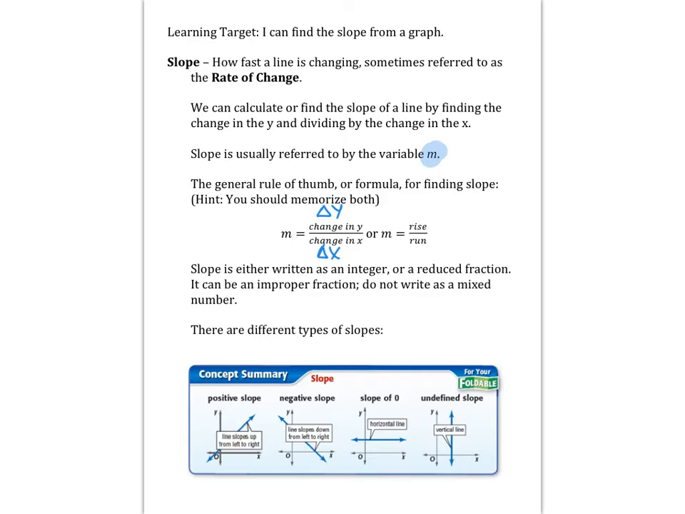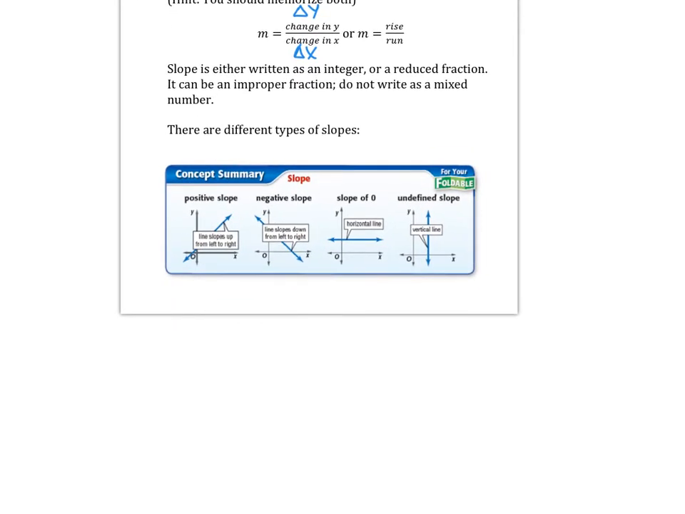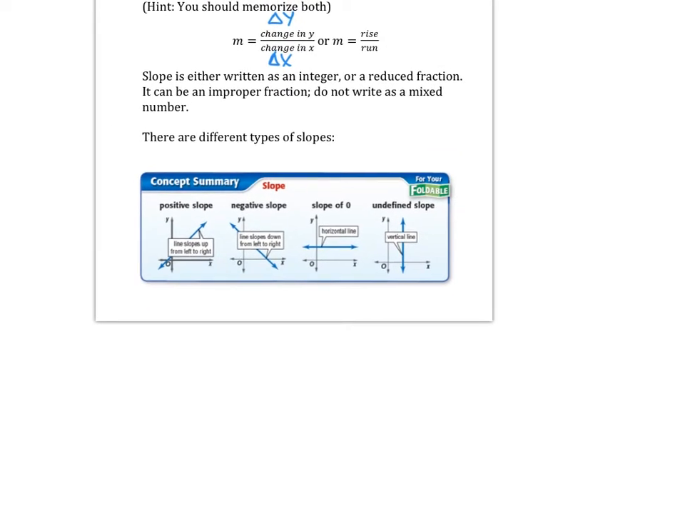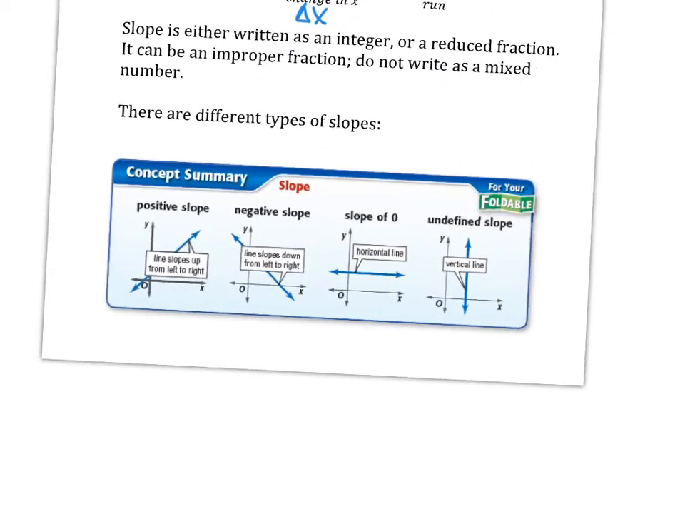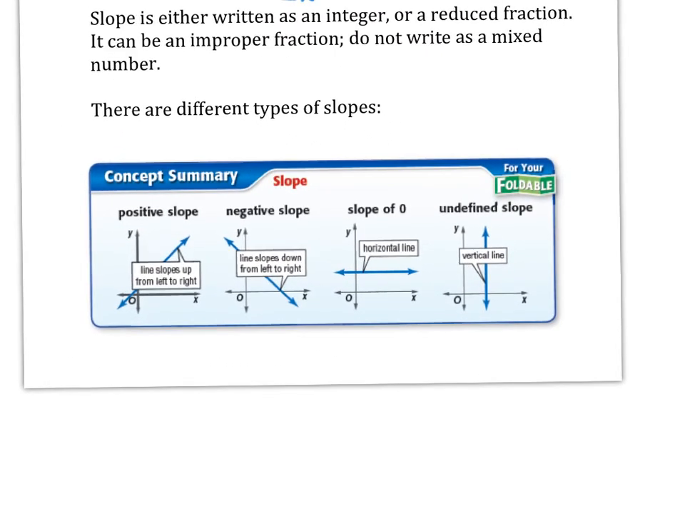There are different types of slopes. Let's take a look at the following. So there's 4 types of slopes. I'm trying to zoom in. There we go. The first is a positive slope. And so this here means that you have a line that goes upward, an upward trend from left to right. So just like that. Line slopes up from left to right. For a negative slope, line slopes down from left to right. So you can see it's going downward, which means a negative slope.